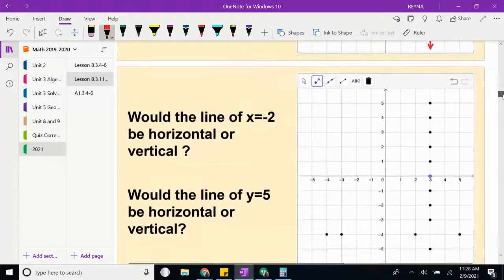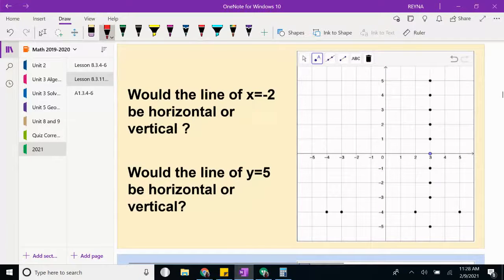Okay. So the next question says, would the line of x equals -2 be horizontal or vertical? Okay, so what would that look like? We would have points for x equals -2, and if I connect all of those, we would get a vertical line. Okay. Would the line y equals 5 be horizontal or vertical? What do you guys think? So let's put some points. Y equals 5, y equals 5, y equals 5, y equals 5. Again, if I connect these, we would get a horizontal line.